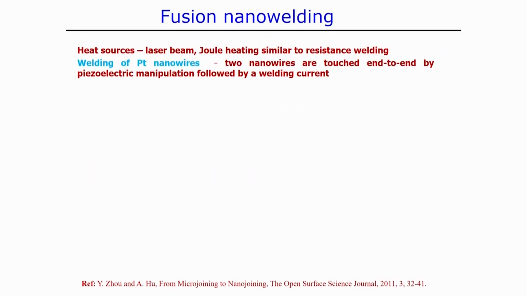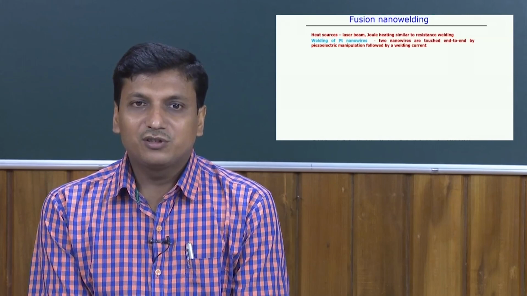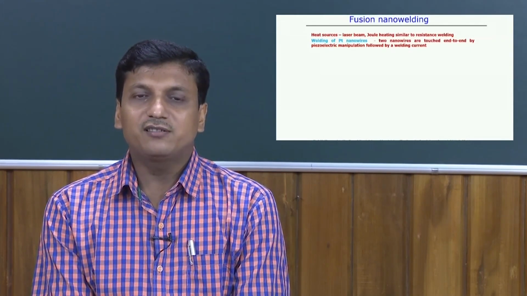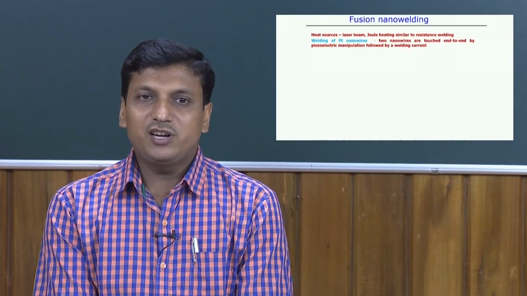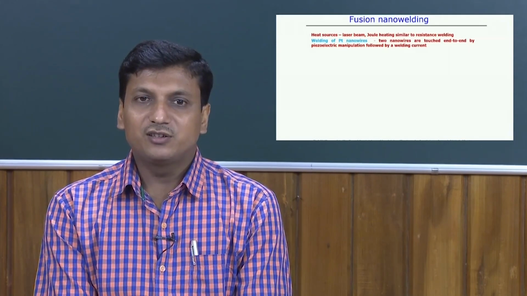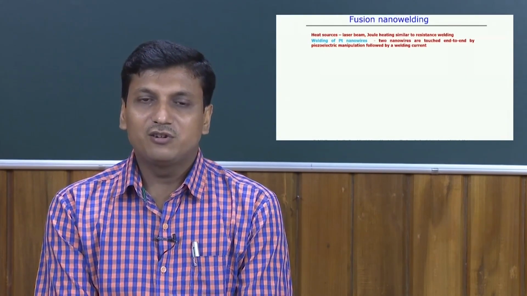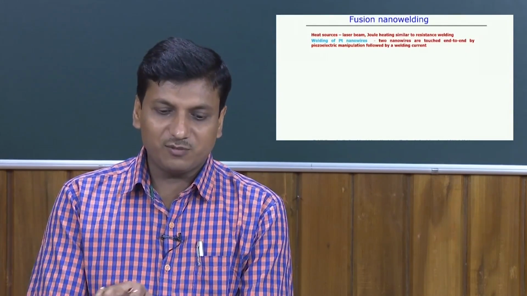Now, we come to fusion nano welding. What are the typical heat sources used? In this case, laser beam and joule heating, that means we can use resistance welding technology, and welding of platinum nanowires is also one type of fusion nano welding. The two nanowires are touched end to end by piezoelectric manipulation and followed by a welding current.